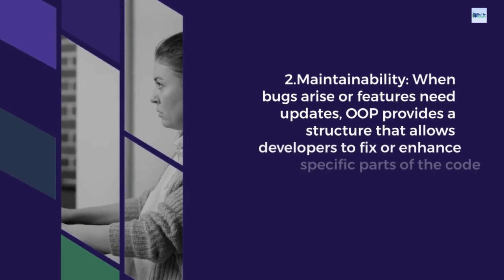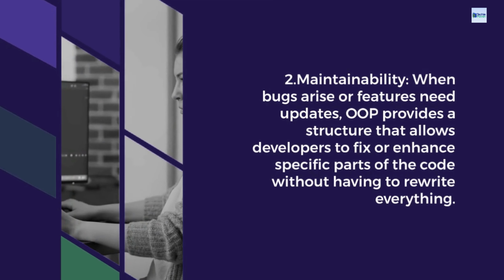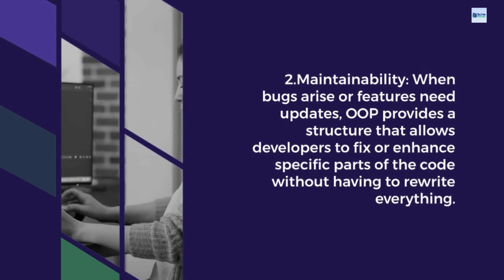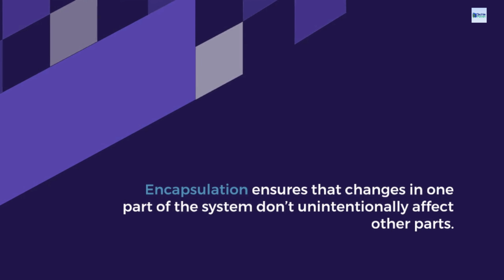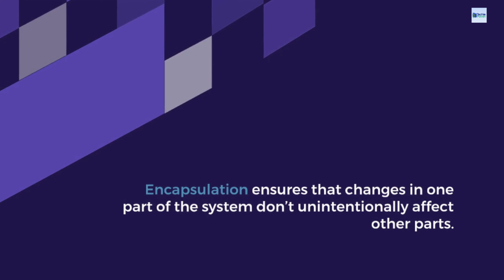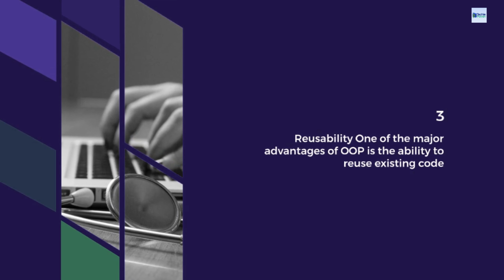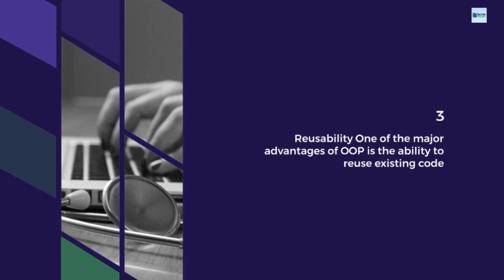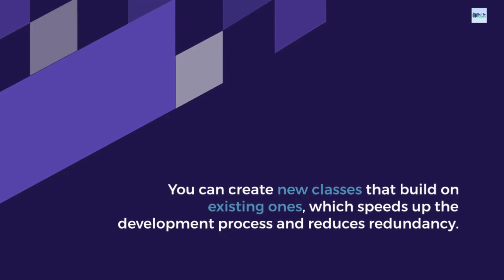2. Maintainability. When bugs arise or features need updates, OOP provides a structure that allows developers to fix or enhance specific parts of the code without having to rewrite everything. Encapsulation ensures that changes in one part of the system don't unintentionally affect other parts. 3. Reusability. One of the major advantages of OOP is the ability to reuse existing code. You can create new classes that build on existing ones, which speeds up the development process and reduces redundancy.